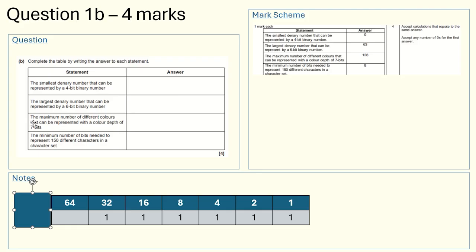So it says the maximum number of different colors that can be represented with a color depth of 7 bits. Okay, so we've got 7 bits here. And if we popped the 1 in there, we follow the rule from the previous question. We know that if all of these are set to 1, then it's this number here minus 1.